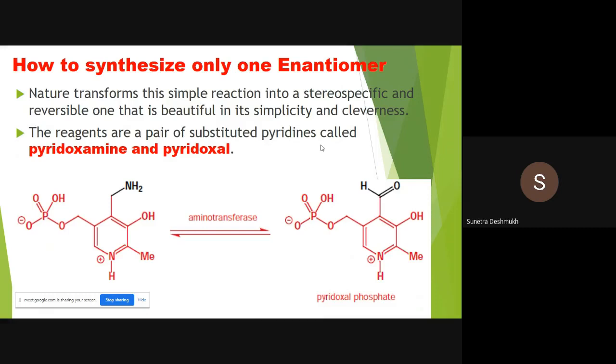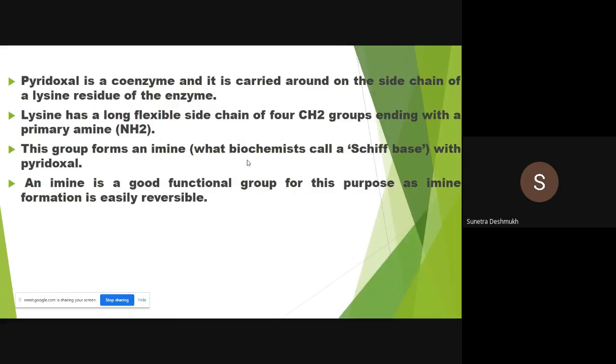So what reagents does nature use? Pyridoxal phosphate, pyridoxamine or pyridoxal. These reagents are utilized in nature to carry out the reductive amination reaction. Pyridoxal is a coenzyme and it is carried on the side chain of a lysine residue of the enzyme. Lysine has a long flexible side chain of four methylene groups ending with a primary amine. This group forms an imine, what biochemists call a Schiff base, with the pyridoxal.